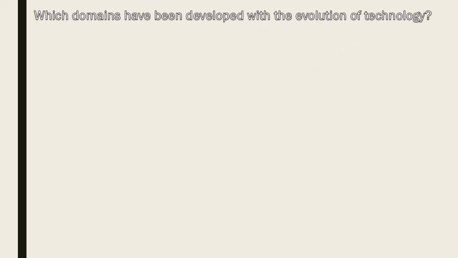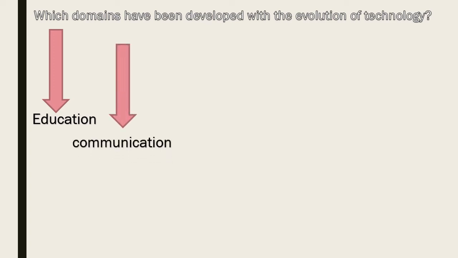If we come to the domains, which domains have been developed with the evolution of technology? As we know, technology has changed everything in our life. You noticed some changes in education. Nowadays, some teachers use LCDs in their classes. We have sometimes mechanical teachers in some countries, like Japan, for example. The second domain, communication. We are now connected with any person at any moment, in any place around the world, just with a click using WhatsApp, Skype, or all the virtual social media that we have nowadays.